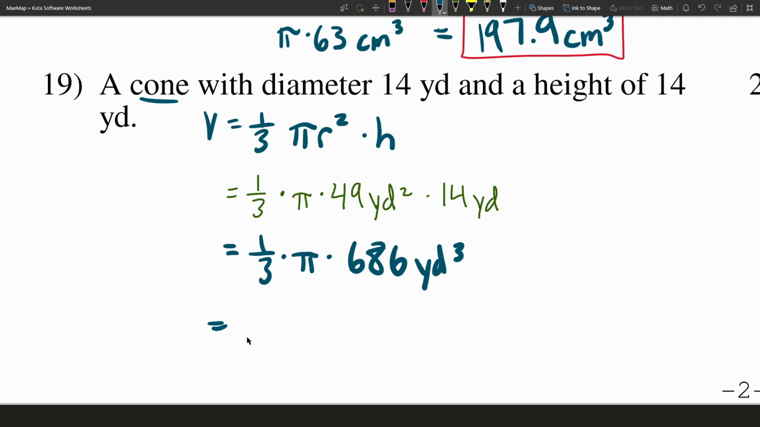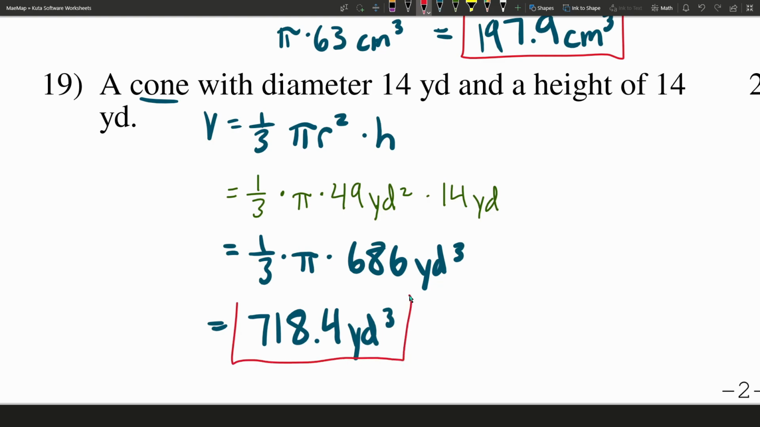Simplifying further, if we take that number and divide it by 3, we get 228.6 repeating. Multiply that by our pi of 3.14159, and we get 718.4. So 718 4/10 yards cubed.